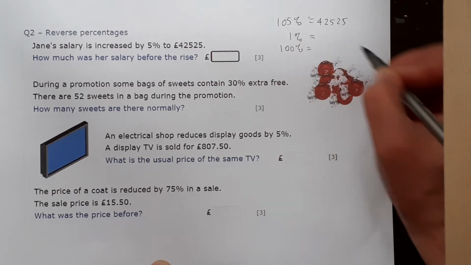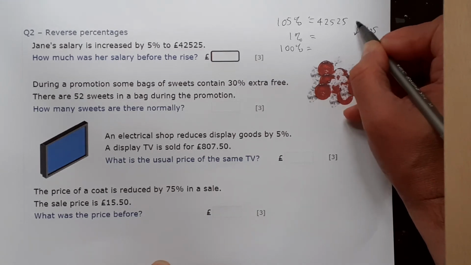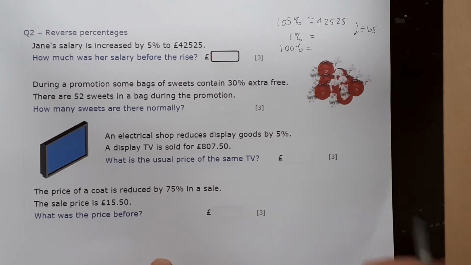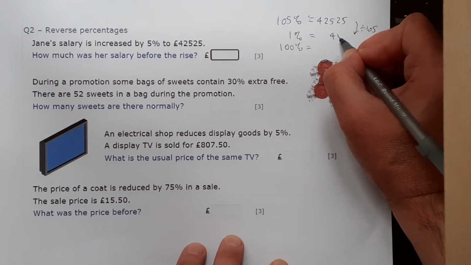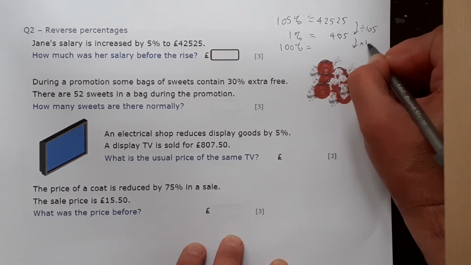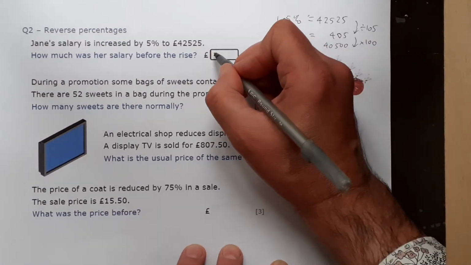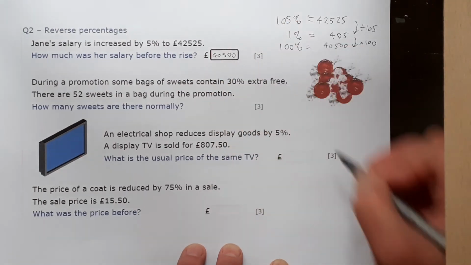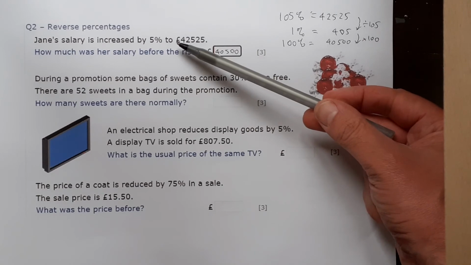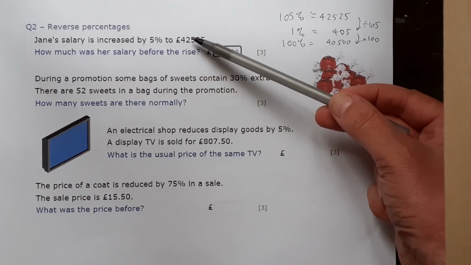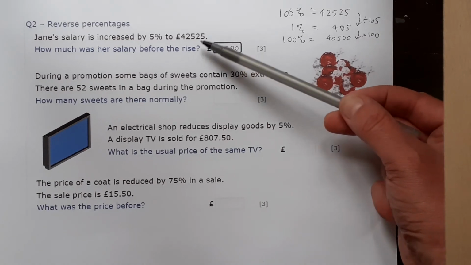Again, I'm going to go via 1%. So this time I'm going to decrease it by dividing by 105 to find 1%, which is £405. And then times it by 100, 40,500. Okay, if I just jumped straight in and tried to take 5% off that amount, find 5% of that and take it away, it wouldn't give me the right answer because it's 5% of this amount that I'm changing, not 5% of that amount.